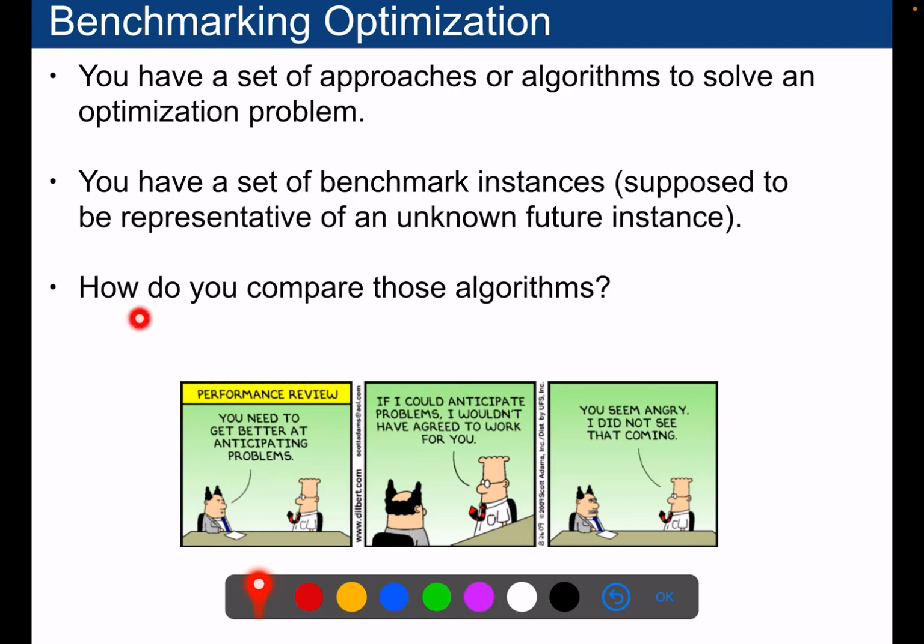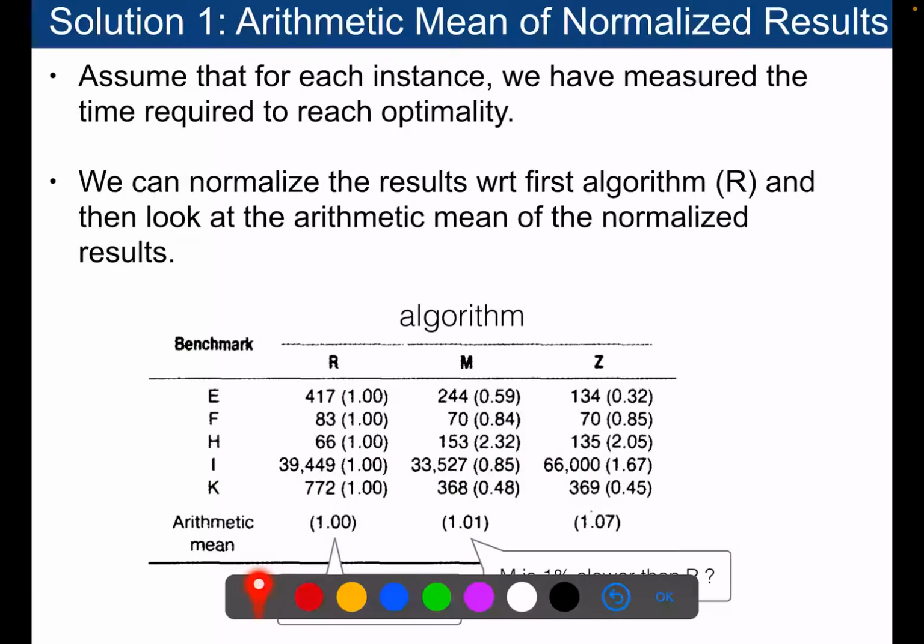The question is, how do you compare those algorithms in a fair way to make sure that you will select the best algorithm? The first solution that you might use is to create a table like this one. For each line you have a different type of benchmark, and you have three different algorithms.